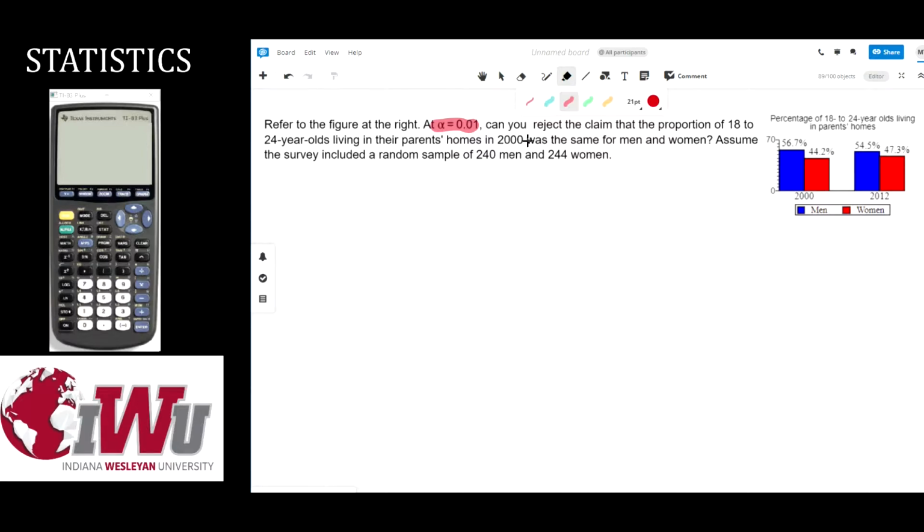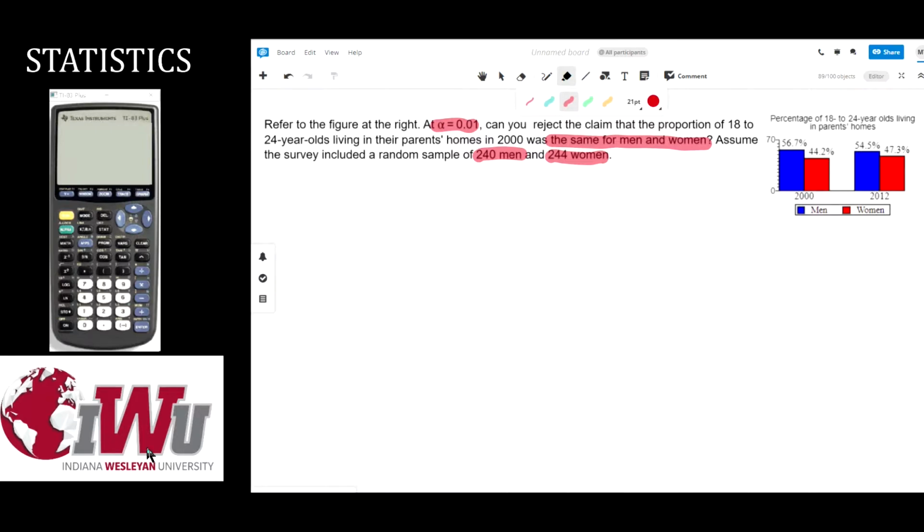All right, so we have a claim. So the claim is going to be the same for men and women. Assume the survey included 240 men, 244 women. That right there tells us basically what the null hypothesis is and also the claim. So the claim is, are the proportion of 18 to 24-year-olds living at home the same for men and women? And that's also the claim. So the null is our claim here. And so let's take a look at what the null hypothesis and the alternative hypothesis are.